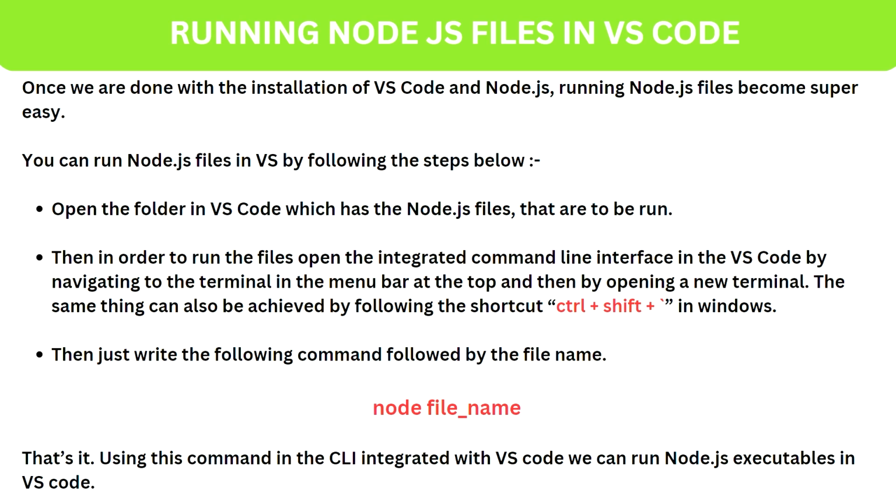Then, in order to run the files, open the integrated command line interface in VS Code by navigating to the terminal in the menu bar at the top and then by opening a new terminal. The same thing can also be achieved by following the shortcut Ctrl+Shift in Windows. Then just write the following command followed by the file name, node file_name. That's it. Using this command and CLI integrated with VS Code, we can run Node.js executables in VS Code.